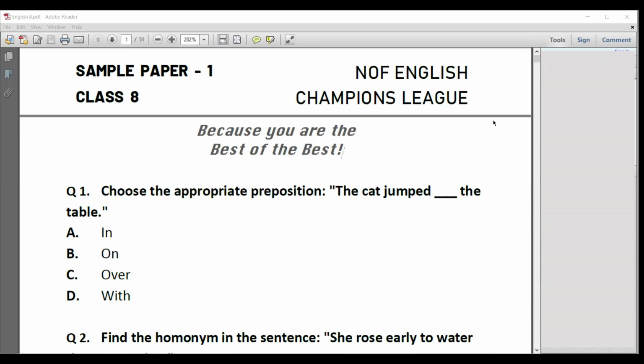Choose the appropriate preposition. The cat jumped dash the table. A. In. B. On. C. Over. And D. With. The correct option is option C, over. Jumped over the table shows movement across and above the table and not landing on it.